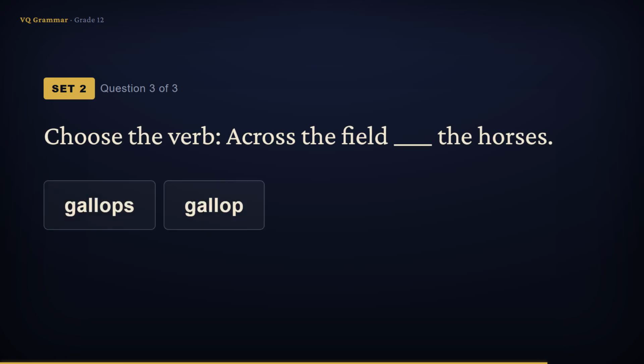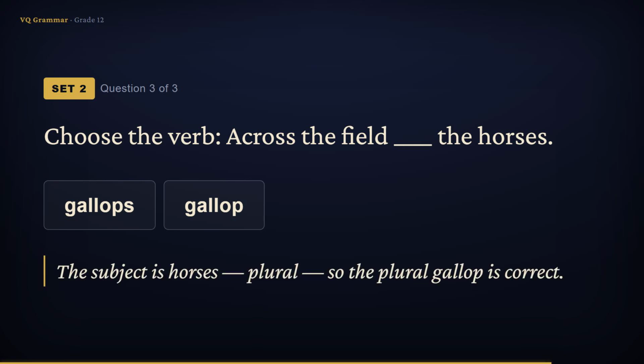Choose the correct verb. Across the field, gallops or gallop the horses. Find the subject sitting after the verb, horses, which is plural. The describing phrase, across the field, is not the subject, so ignore it for agreement. The plural verb wins. Across the field, gallop the horses.